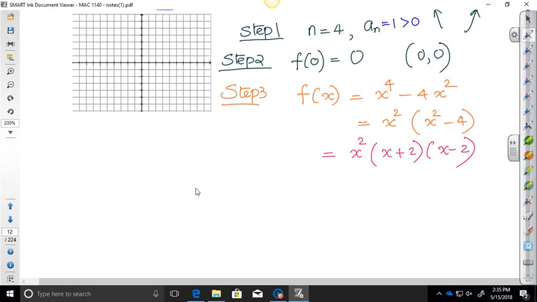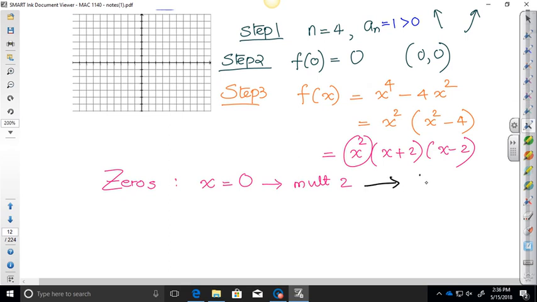Okay, tell me the zeros, multiplicities, touching, crossing. Let's write zeros. First zero, number 1, which is x equals 0. And what is the multiplicity? 2. What does it do? Touch. Touches.